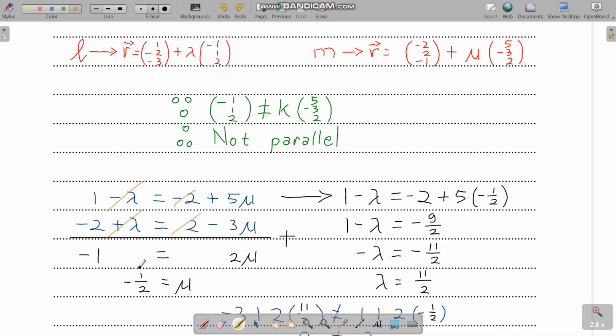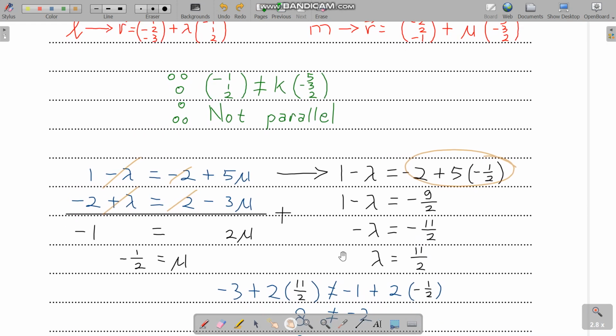To find lambda, just use one of the equations. Using the top one here, replace mu with minus 1/2 and then solve for lambda. Use your calculator here. You get minus 9 over 2, and then minus 1 both sides, and multiply by minus, you get lambda. After you find mu and lambda, now we plug into the third component.